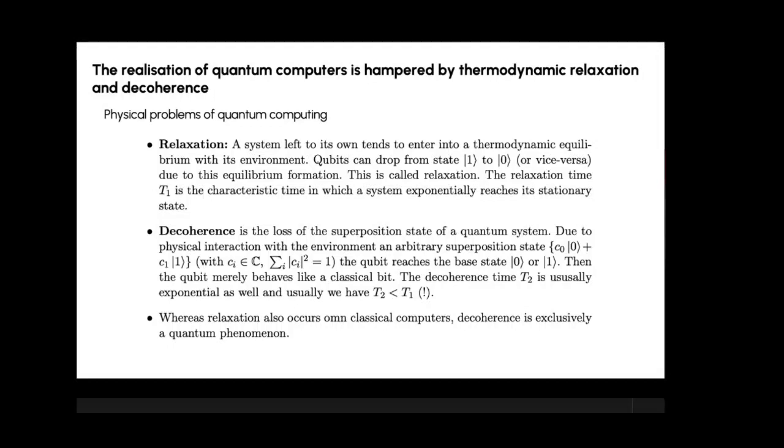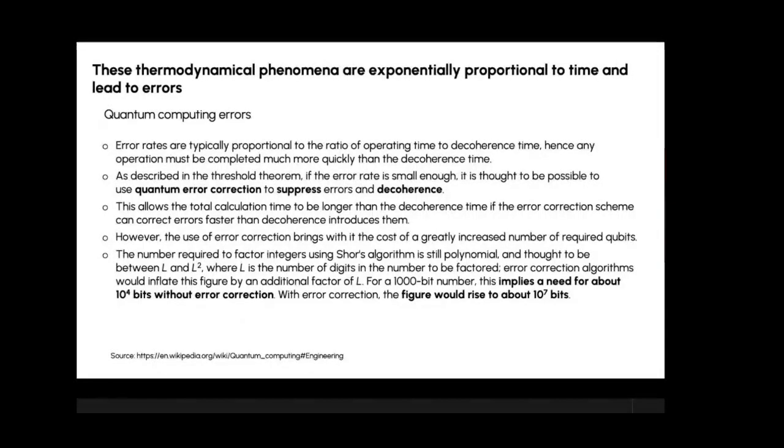So you create a quantum superposition state, and after 1 millisecond, it's gone. So you need to finish all your computations in less than a millisecond. Otherwise, you lose the advantage of the quantum computer. That's pretty bad.